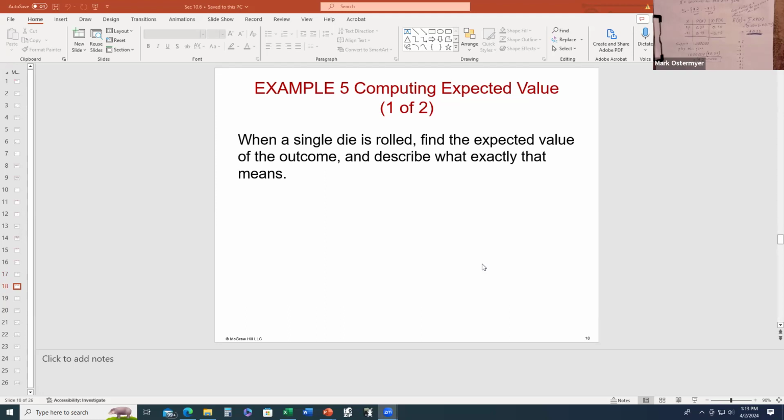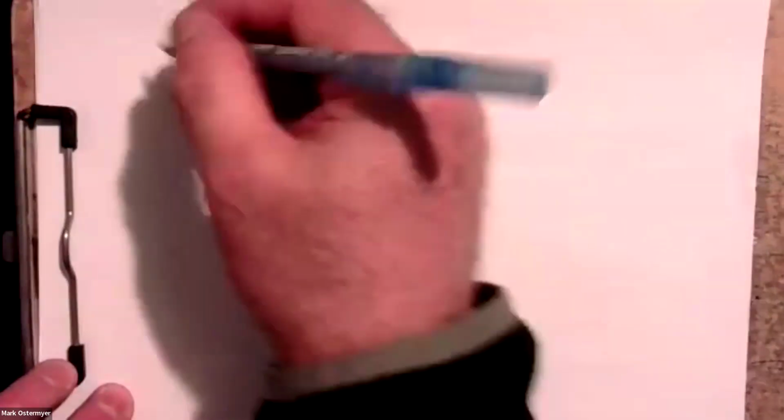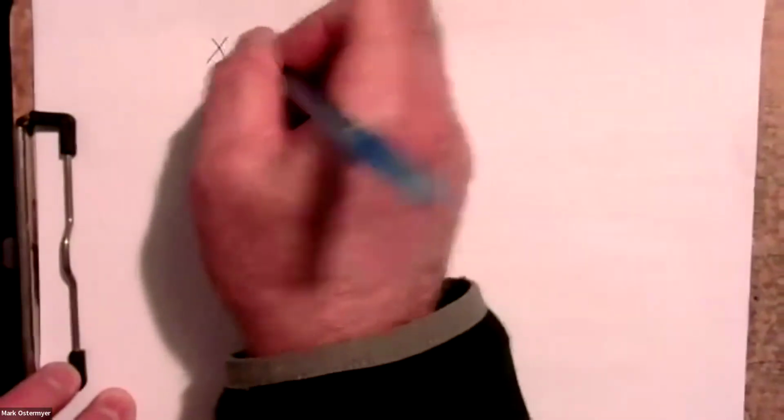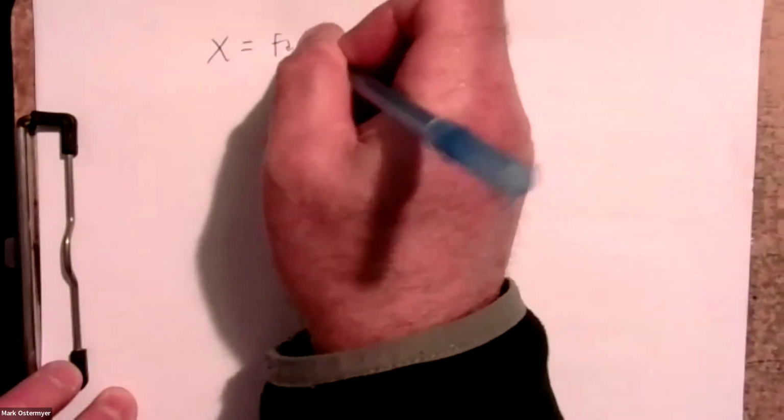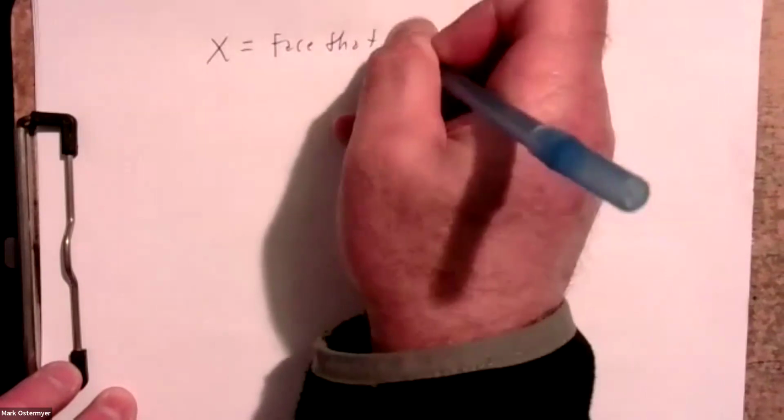All right, let's look at this particular little game here. When a single die is rolled, find the expected value of the outcome and describe what exactly that means. All right, let's entertain this. Now, I'm rolling one die, correct? For the purposes of rolling one die, I'm going to define my random variable x for this experiment to be equal to the face that is rolled.